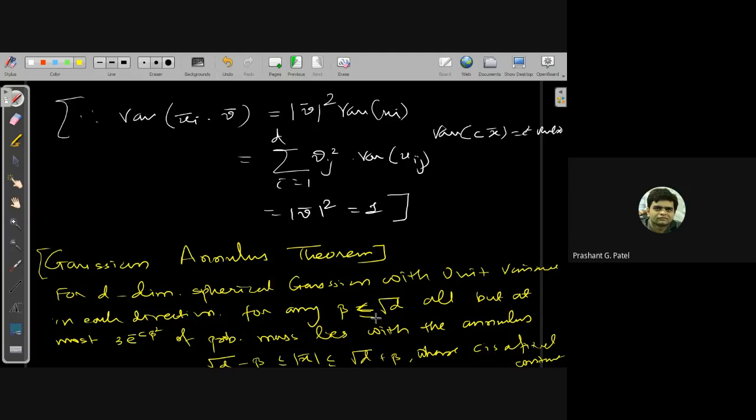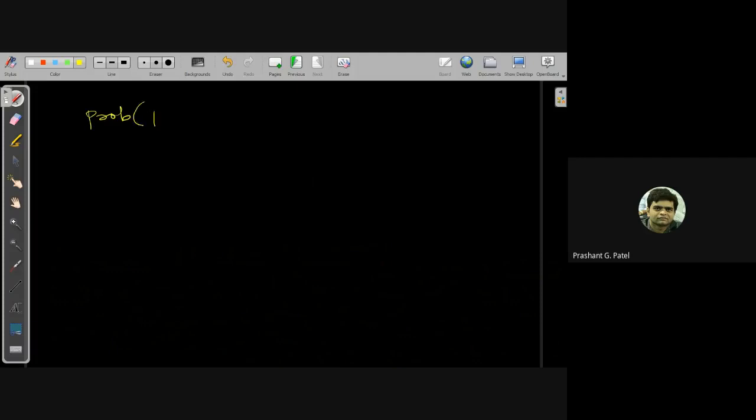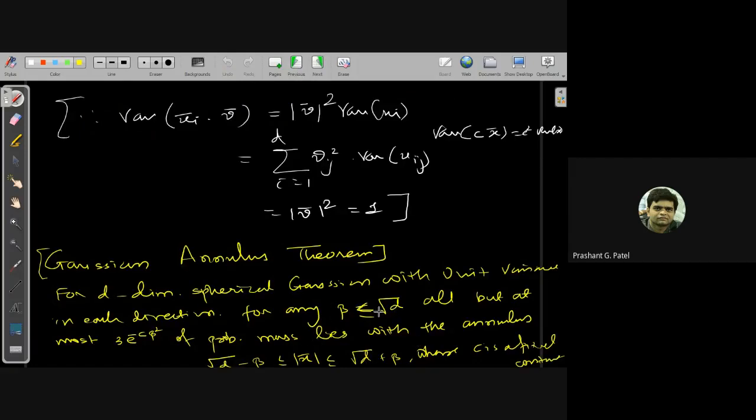So this is the Gaussian annulus theorem, and here we have d-dimensional data. What does the last statement mean, that the probability mass lies within the annulus? In terms of probability, we can write the probability that mode of x bar minus square root of d, the whole modulus, is greater than or equal to beta, is less than or equal to 3 times e power minus c beta squared. This statement holds for beta less than or equal to square root of d. Just see that when you have mode of x minus a less than delta, we can write this as minus delta less than x minus a less than delta.